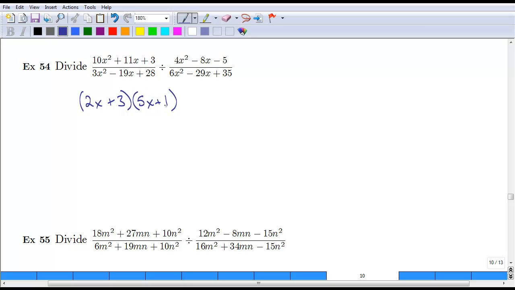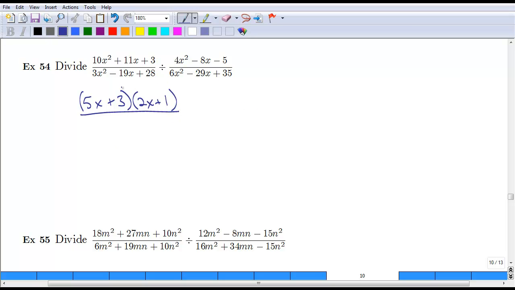So if we do that, we end up with a 2x and a 15x, which will not give us 11. So let's try that again. Let's try and switch those and see what happens if we have 5x plus 3 and 2x plus 1. And this is really the method of guess and check. We guessed an answer, we checked it, it didn't work, so now we're going to try another one. In this case, we end up with 5x and 6x, which would give us our 11x in the middle.